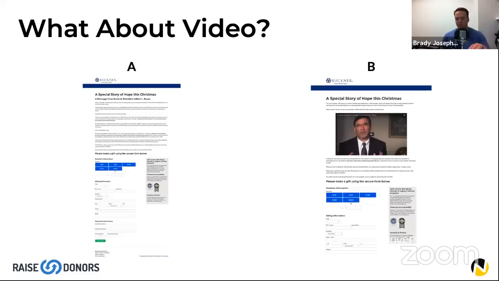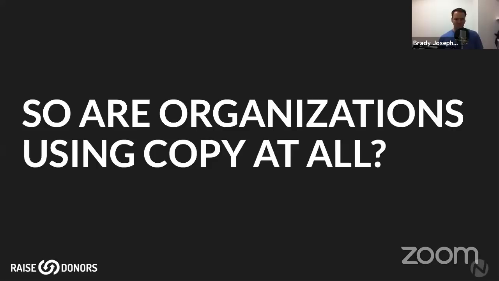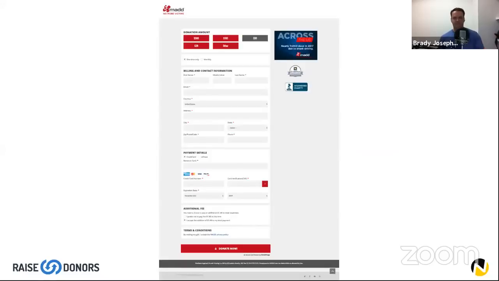Well, what if we just put a video instead of text? Well, you might be missing out on a lot of donations. Videos are slow. You can't scan them. You have to look at people that maybe you don't want to look at. No judgment on that particular fellow, but videos can slow you down. Copy is important. It's hugely important. So we looked specifically, how are they using copy? 29% of nonprofits had less than a sentence. That's this example that I showed you earlier with nothing on there at all. 30% of organizations have nothing on their page at all.